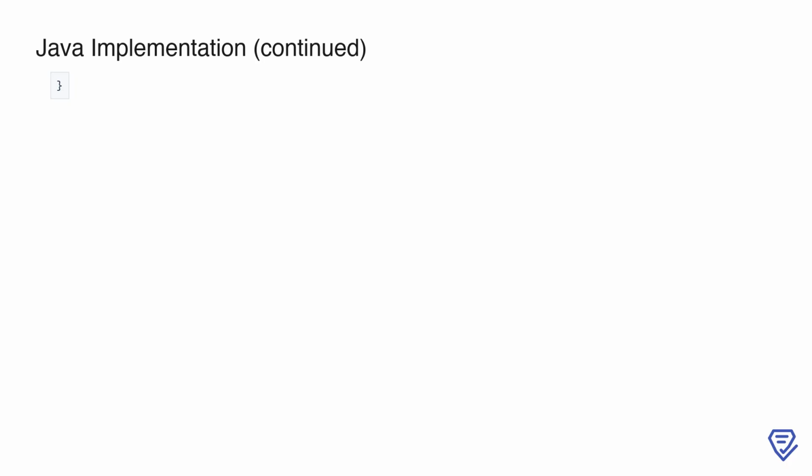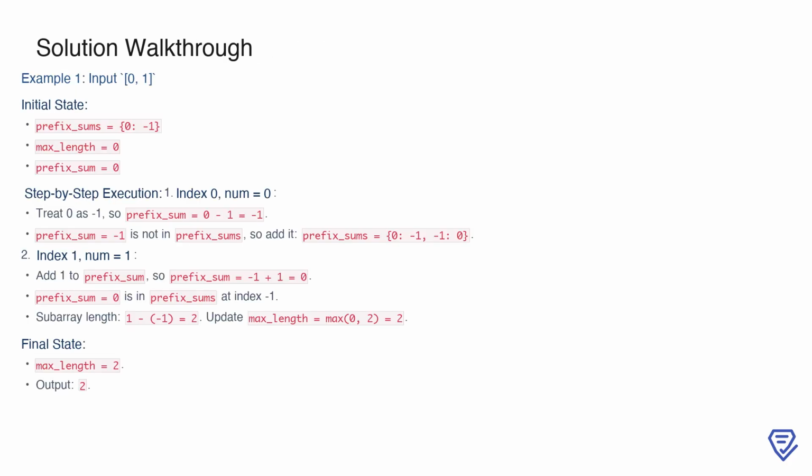After completing the loop, the method returns maxLength, which represents the length of the longest balanced subarray. This implementation is efficient, with a time complexity of O(n), due to the single traversal of the array and the constant time operations of the hashmap. To understand this problem better, let's begin with the first example where the input is [0, 1].